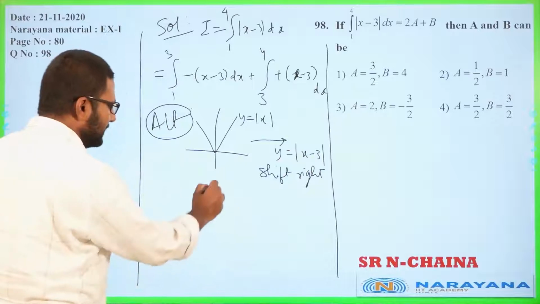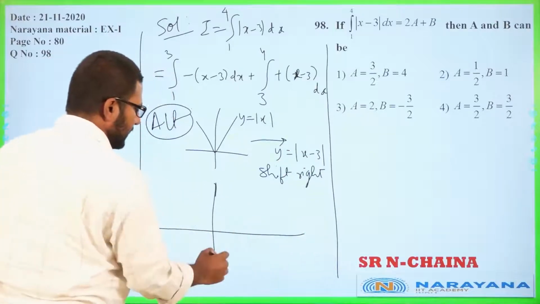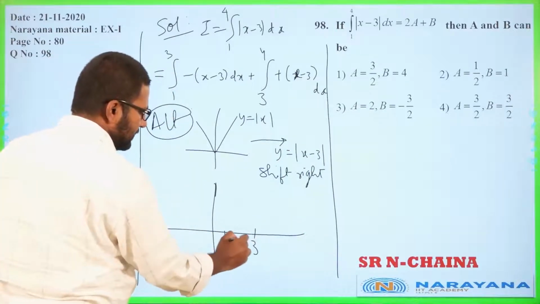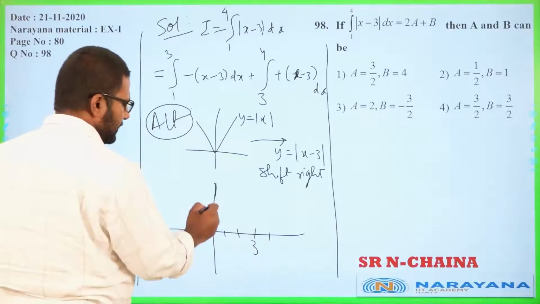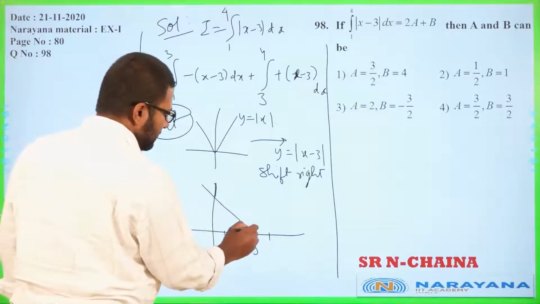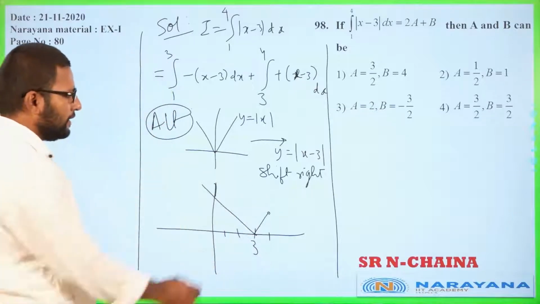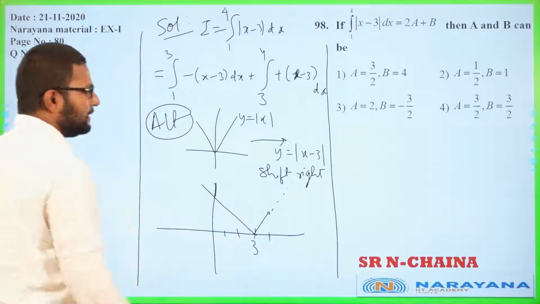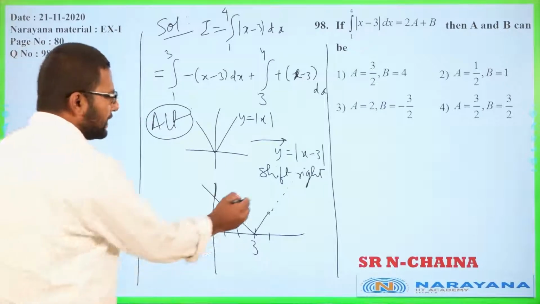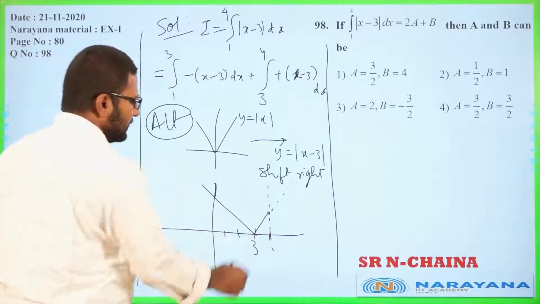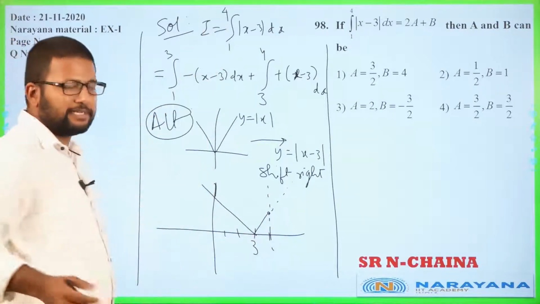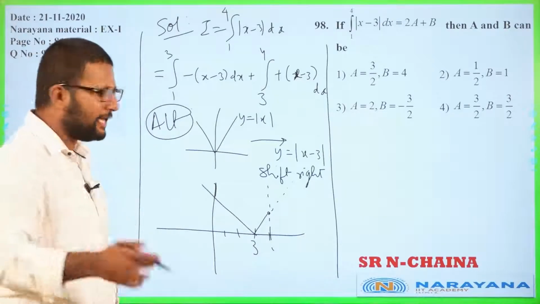Shift the graph right by 3 units. Alright, so let us say this is 3 and 4. So the graph will come like this and stop here, and something like that it will go. We just need to calculate this area now. Correct? Because I hope you understand that definite integral is essentially area.